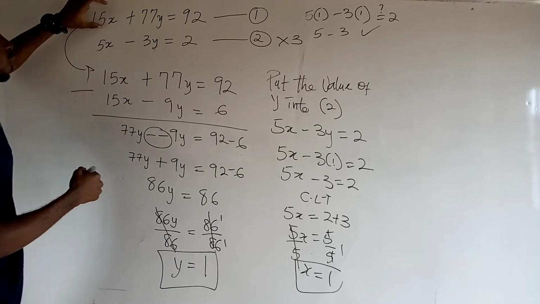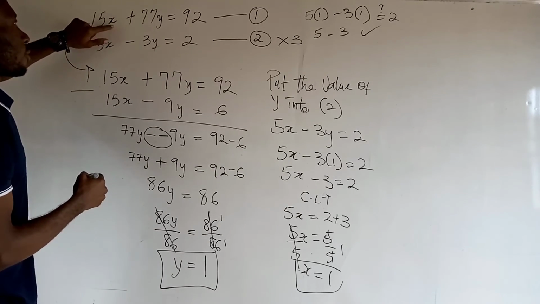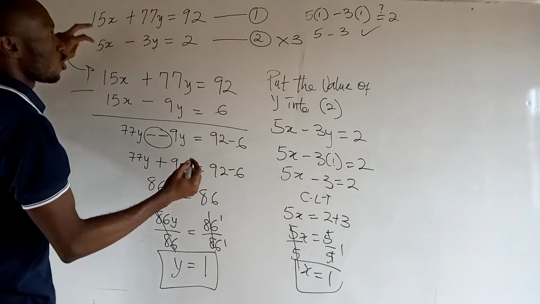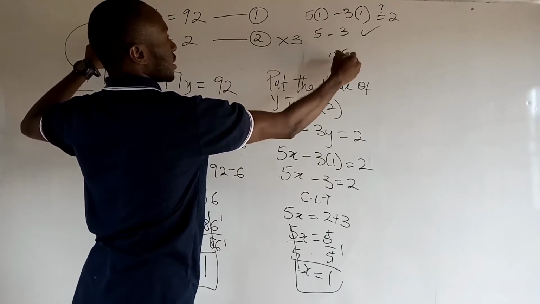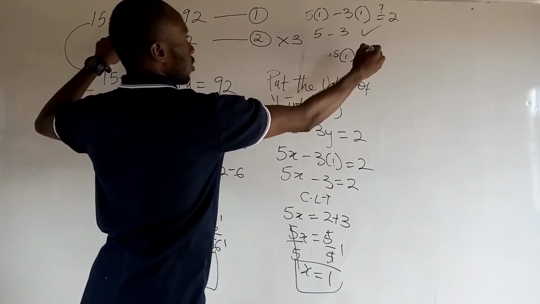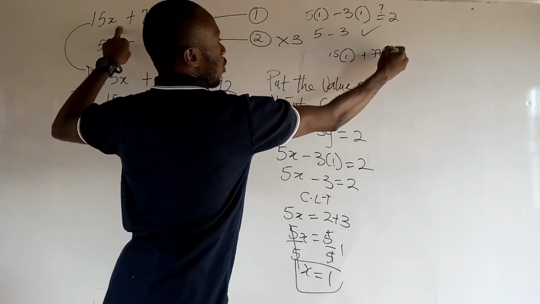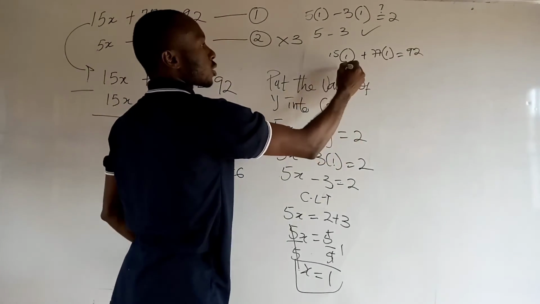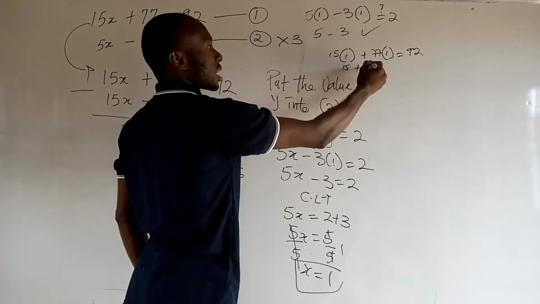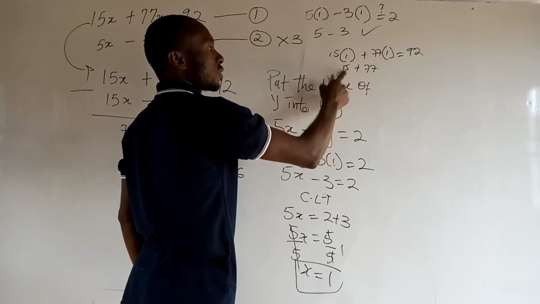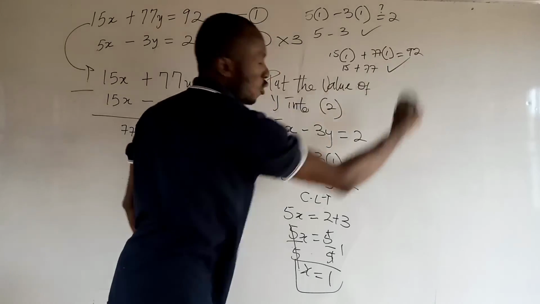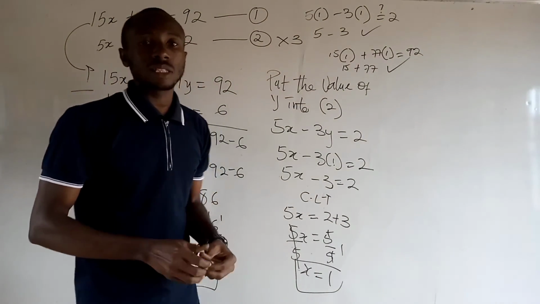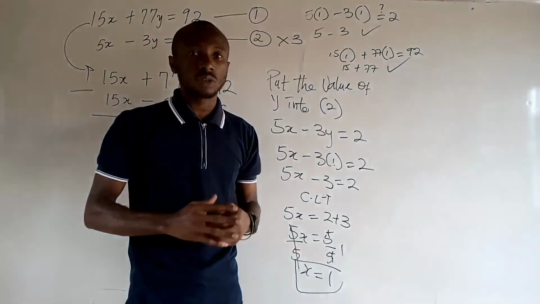Check the other one too. You plug in the values of x and y here: 15 times 1 plus 77 times 1. Let us see if we will get 92. 15 times 1 is 15, 77 times 1 is still 77, and 15 plus 77 is 92. That means we are correct. That is how to check your answer to a simultaneous equation.